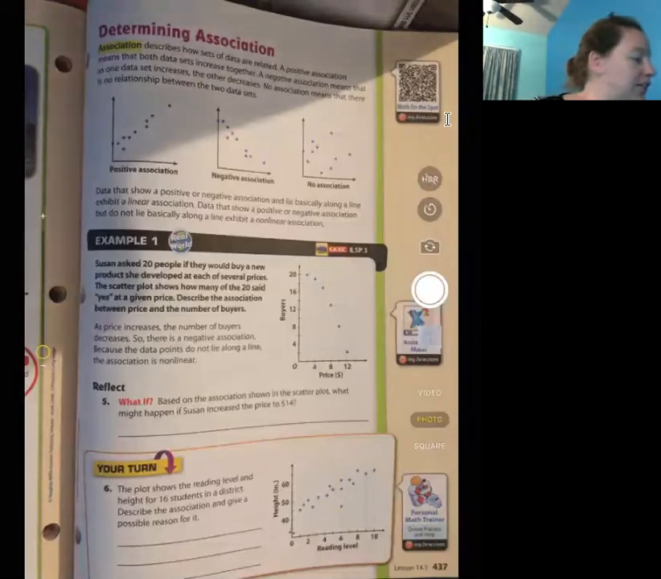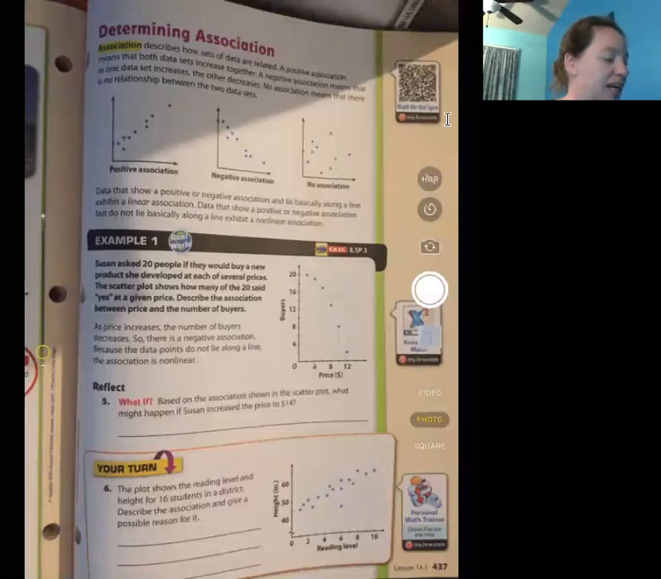Page 437, determining association. Association describes how sets of data are related. A positive association means both data sets increase together. A negative association means one data set increases and the other decreases. No association means there is no relationship between the two data sets. Data that shows a positive or a negative association and lies basically along a line exhibit a linear association. Data that shows a positive or negative association but does not lie basically along a line exhibits a non-linear association.